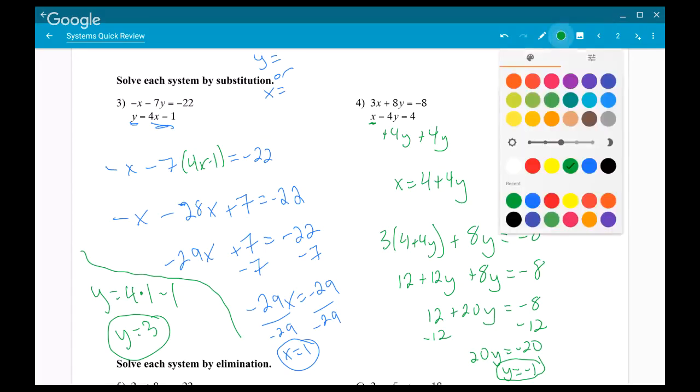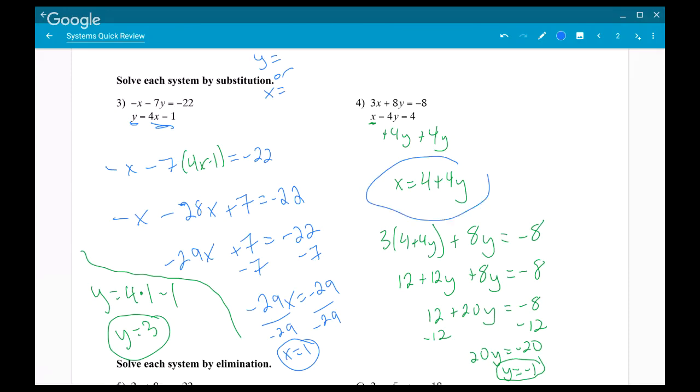Here's the slight difference here. I'm actually going to plug it in down here. So I'm actually not going to use one of my original equations. I'm going to use that modified second one. You can use any equation in there. You just got to make sure it has both an x and a y in there. So I'm going to plug it in there. x equals 4 plus 4 times -1. Do the math. I get x equals 0.